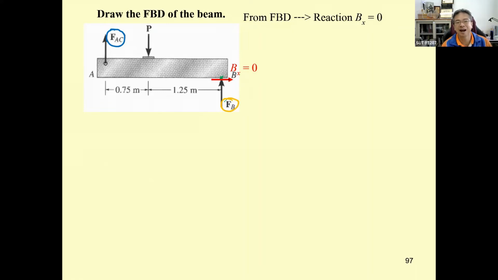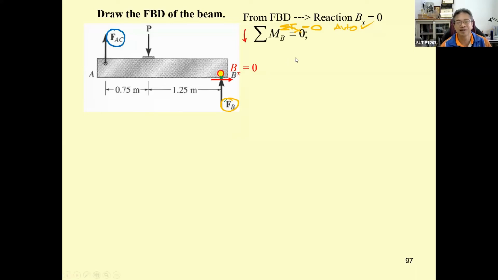Since the force in the horizontal direction is 0, the equation is going to be automatically correct. I call it autocorrect. So we have two more equations left: summation of F sub y equal to 0 and summation of the moment equal to 0.